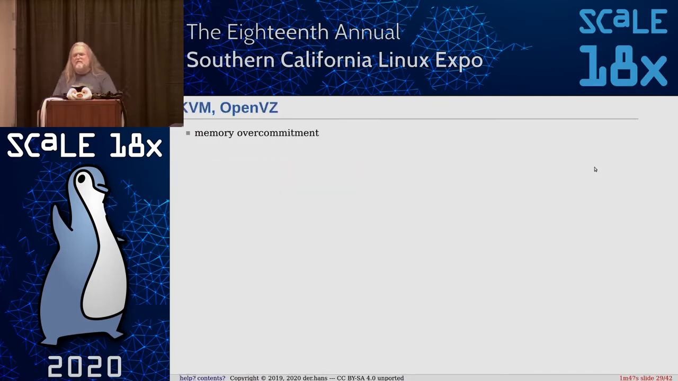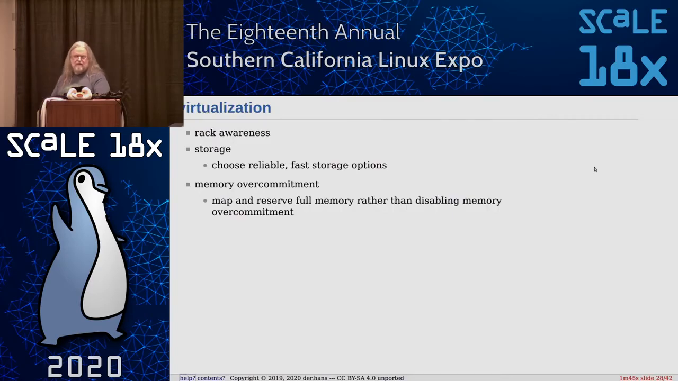KVM and OpenVZ do allow overcommitment. Oh, I forgot to mention here, so map and reserve the memory. Don't disable overcommitment. That actually causes some other issues with the operating system.